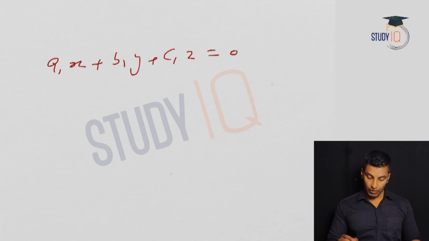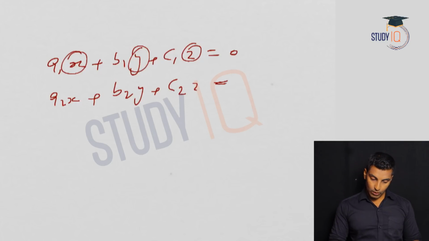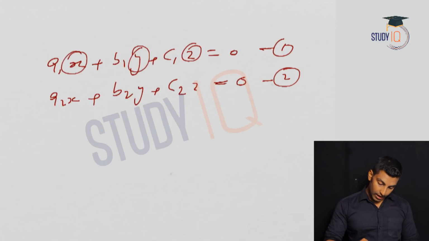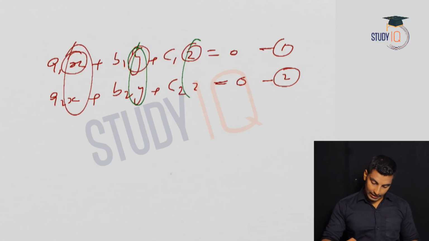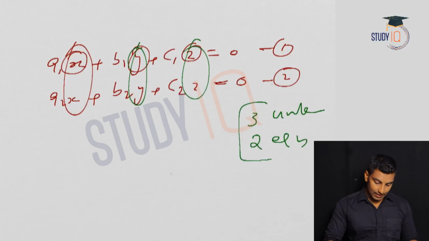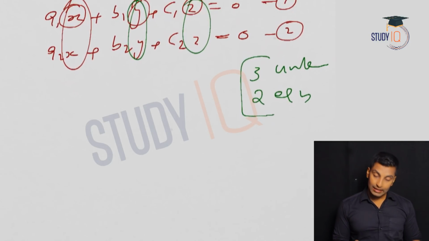Now another is if you have three unknowns, like you have two equations: a1x plus b1y plus c1z is equal to 0, equation 1. So basically you have three variables or three unknowns. Similarly a2x plus b2y plus c2z is equal to 0, equation 2. Here you have unknowns x, y and z, so three unknowns and two equations. The common sense is, if you have three unknowns and only two equations, you cannot solve this question without getting the third equation. But you can understand the ratio.